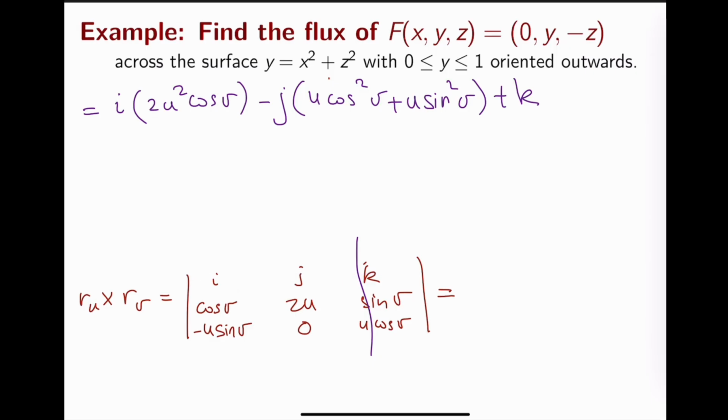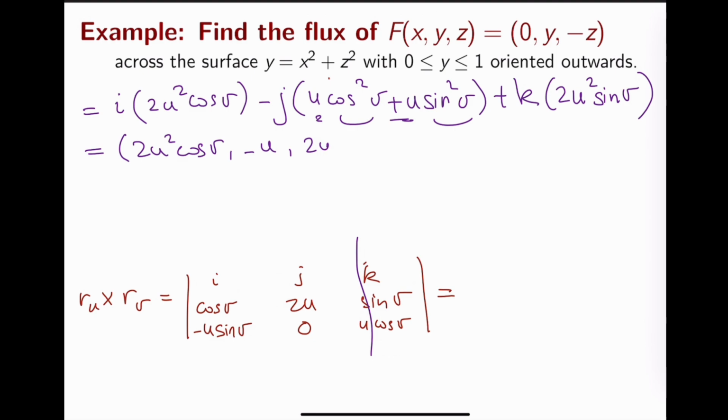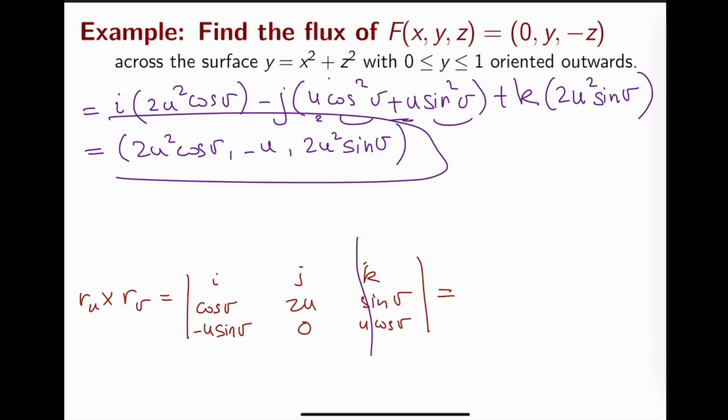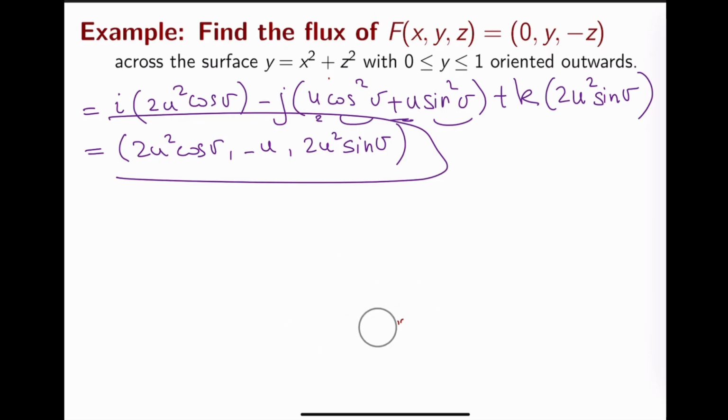going to be 2u squared. Here when we take u as a common factor, we get u multiplied by 1, and so with a minus in front, this is just minus u. So this is the vector then that we need to calculate the dot product that we need for the formula.